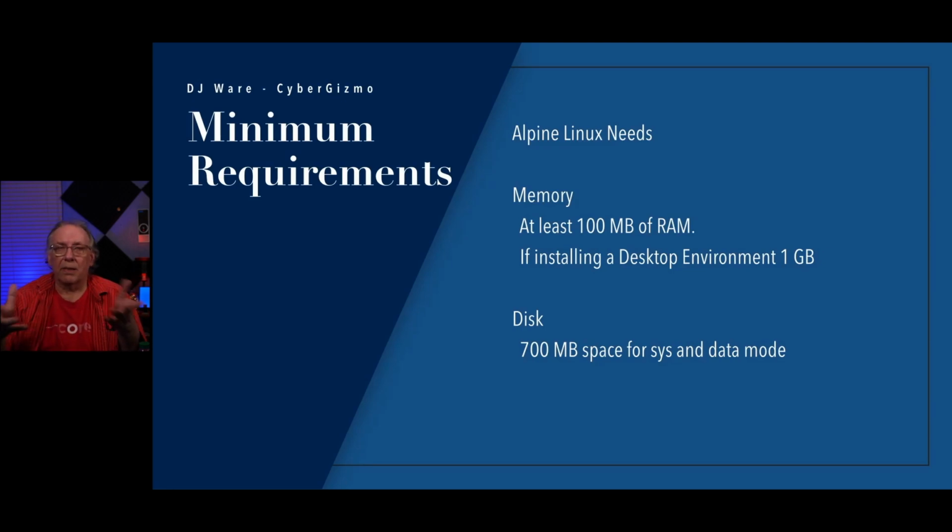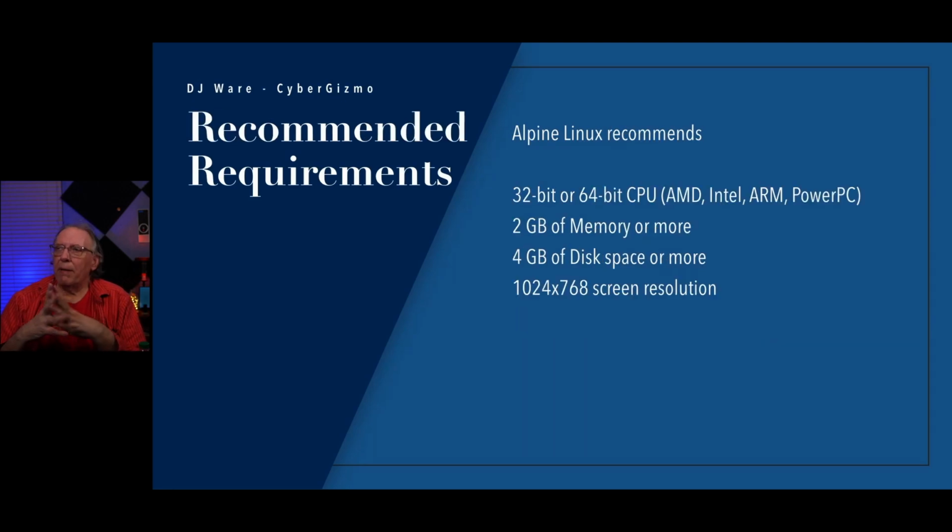Alpine, for the record, wants to run out of memory because it is so tight and small. It wants to do most of its work out of memory. So data is kind of a hybrid. Most of the utilities run out of a RAM drive, and the rest of them, for your persistence layer, like your home directory, for example, would be on a hard drive. But what do they recommend? You need a CPU that's at least 32-bit or 64-bit.